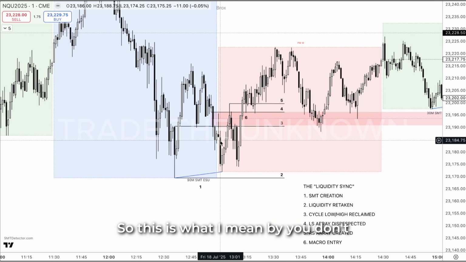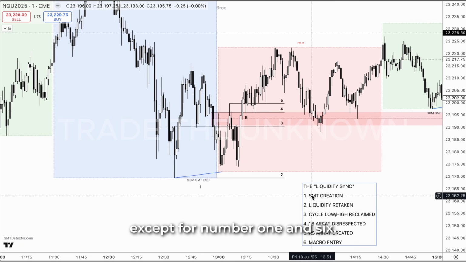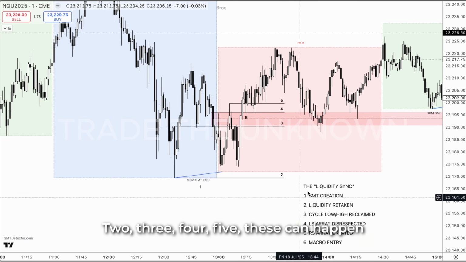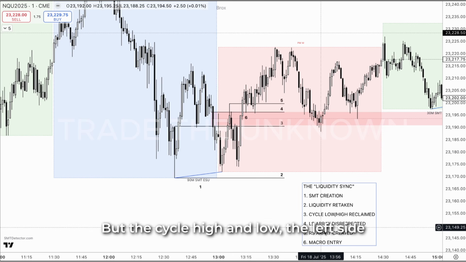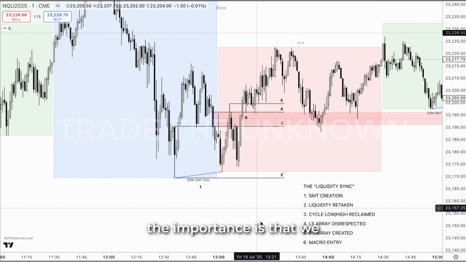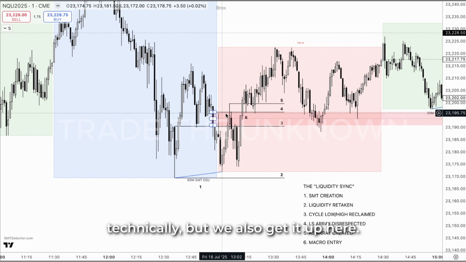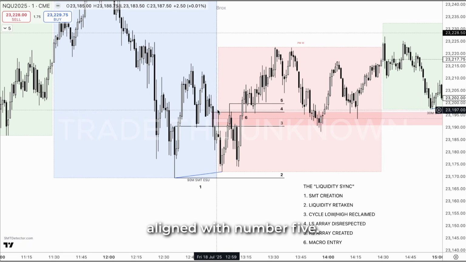So this is what I mean by you don't necessarily need to follow this in the exact order, except for number 1 and 6. 2, 3, 4, 5, these can happen at a different time. 2 should preferably come right after 1, of course, but the cycle high and low, the left side array, right side array, the importance is that we have them, okay? So you can see we have that here technically, but we also get it up here. And the reason I use this one is because it happened perfectly aligned with number 5.